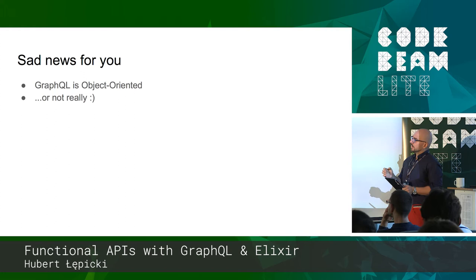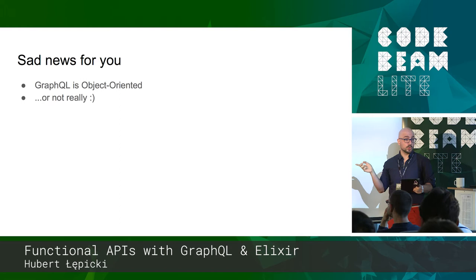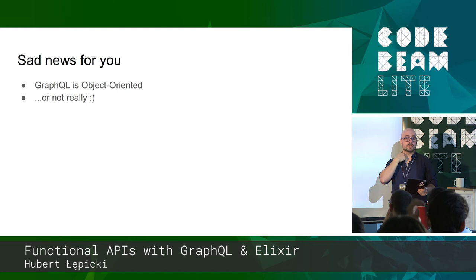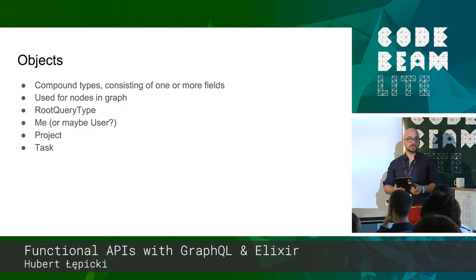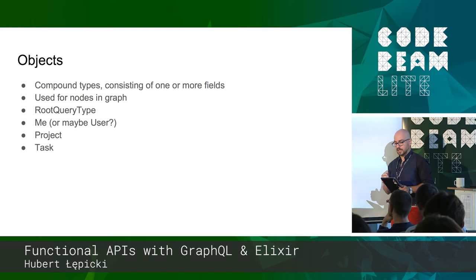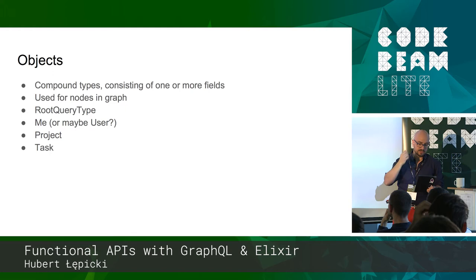The schema lists objects, queries, mutations, and I have a sadness for you. GraphQL is sort of object-oriented. Is it not? There's no inheritance. There are some object-oriented properties, but yeah, terminology is that we're dealing with object types. So each node in our graph is going to be an object type. What are objects in GraphQL? These are compound types that consist of one or more fields. So for example, if we have a user, that's going to be an object because it has an ID, email, and avatar URL. They are used as nodes in this graph of our API.